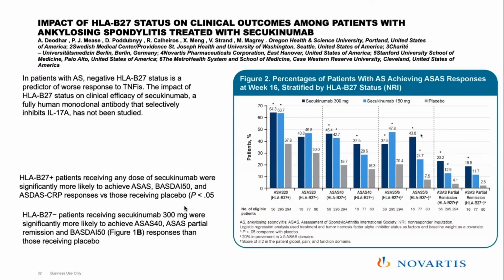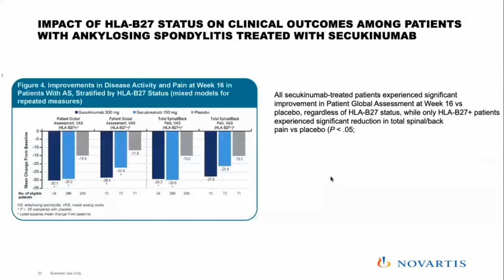So as far as SAS 20 response is concerned, with 150 mg and 300 mg, there is hardly any difference between the two groups. But when SAS 40 response is concerned, probably 300 mg does better than the 150 mg dose. If we take patient's global assessment and the total spinal pain, for patient's global assessment, there was no difference between the 300 mg and 150 mg dose.